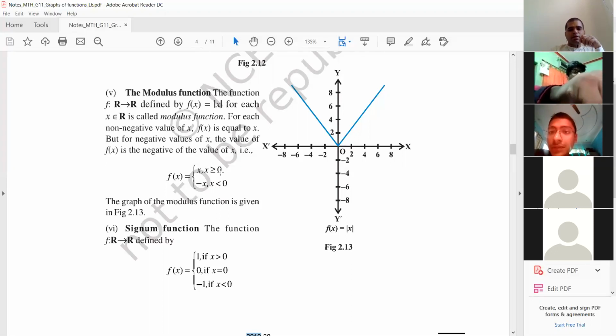So mod x can be written also in this way. It can be broken in two parts. Mod x is equal to x for all x greater than equal to 0, and mod x is equal to minus x for x less than 0. Is it clear? Yes, yes. So now the question is, what is the domain of this function?